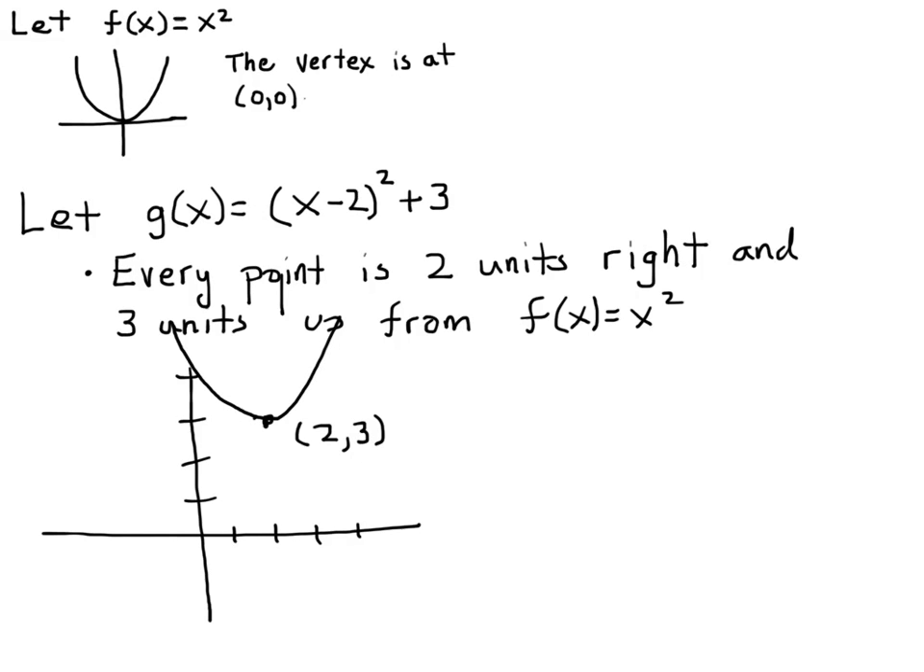So it's going to look like this. Every point that's associated with this is going to move up those values. And so the easy way to do this schematically is take your vertex and start your vertex here, because it's to the right 2 and up 3, and then draw your sketch around it.